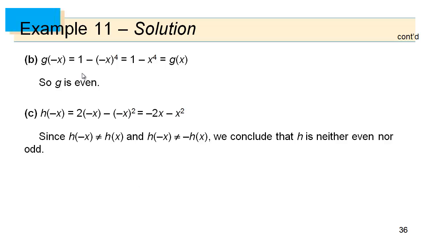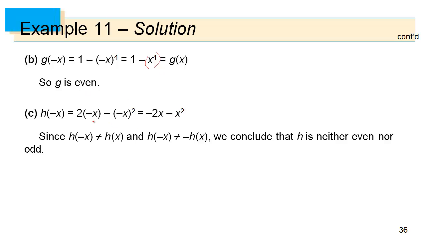Okay, how about the next one? When you plug in negative x into the next function, you get 1 minus negative x to the 4th, right? When you raise a negative number to an even power, it just becomes positive, so you get 1 minus positive x to the 4th, and that was the original function, so it's even.